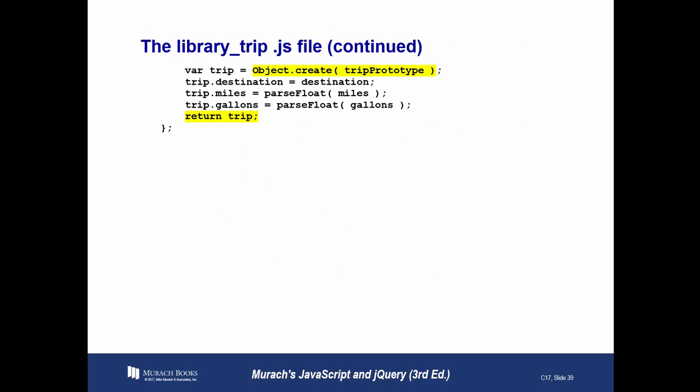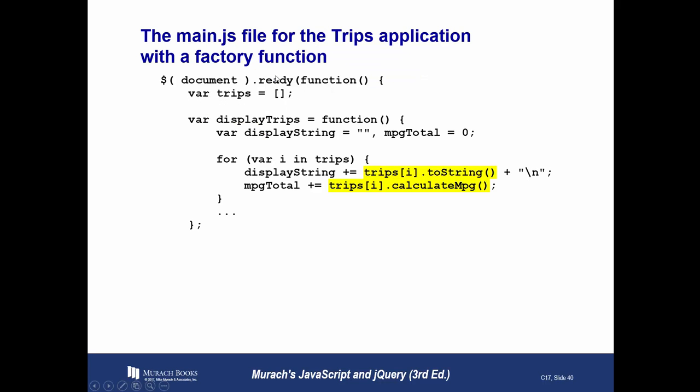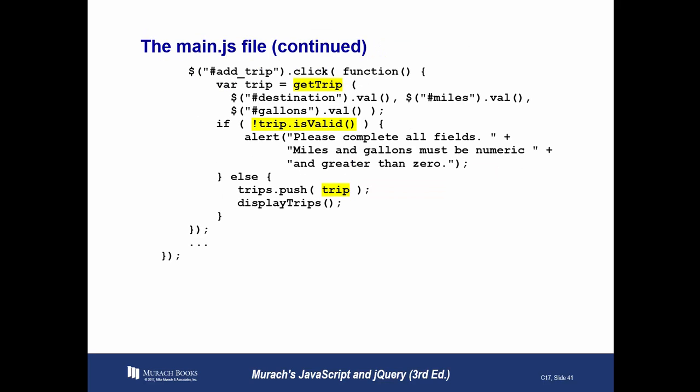It's created with the methods that the objects returned by the function will use. Then the tripPrototype object is passed to the Object.create method up on top here, as you can see. The main JavaScript file itself really isn't very different. The only real difference is in the event handler for the trip function. It creates a new trip object by calling the getTrip factory function rather than the Trip constructor function, and it doesn't use the new keyword. So there isn't all that much difference between using a constructor function and using a factory function. By and large, it's a matter of personal preference.